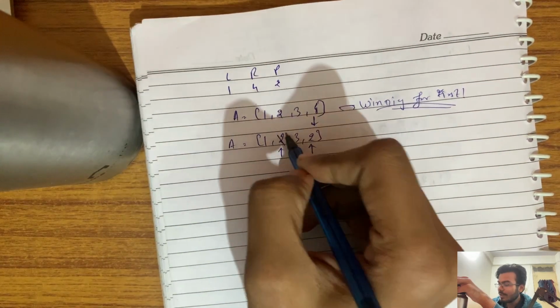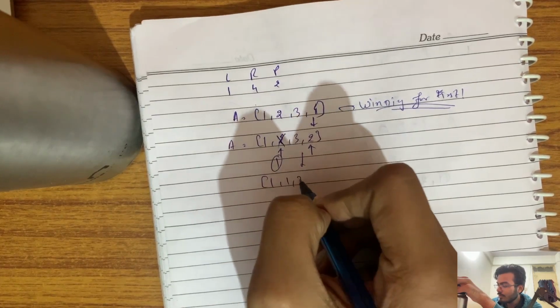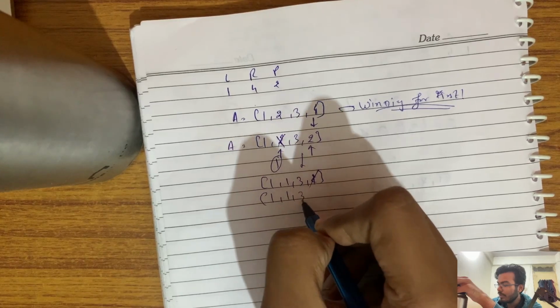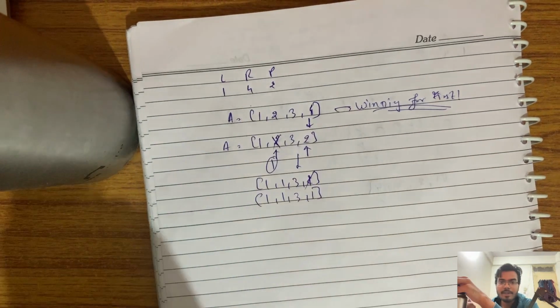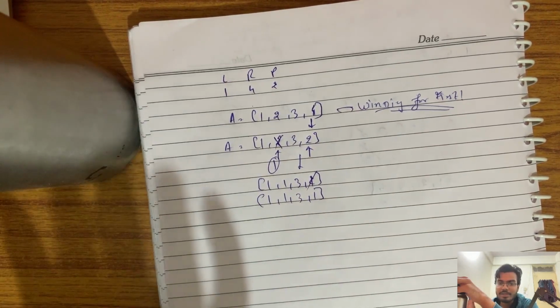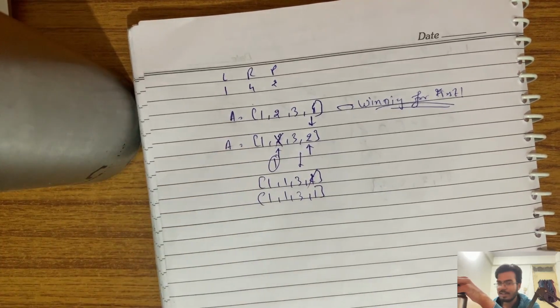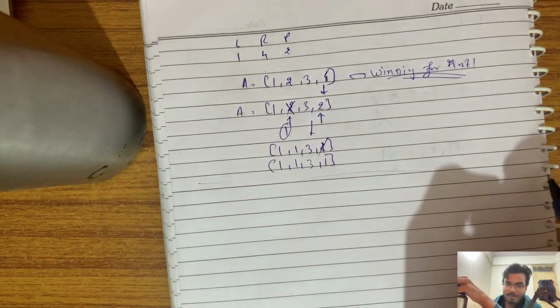Okay, the second player can choose this and make it 1, then the first player will choose the other 2, and the array becomes 1, 1, 3, 1, and the second player is out of moves and loses. So that was the explanation for the first test case. I will not be explaining the second and third test cases. I think you get the point.